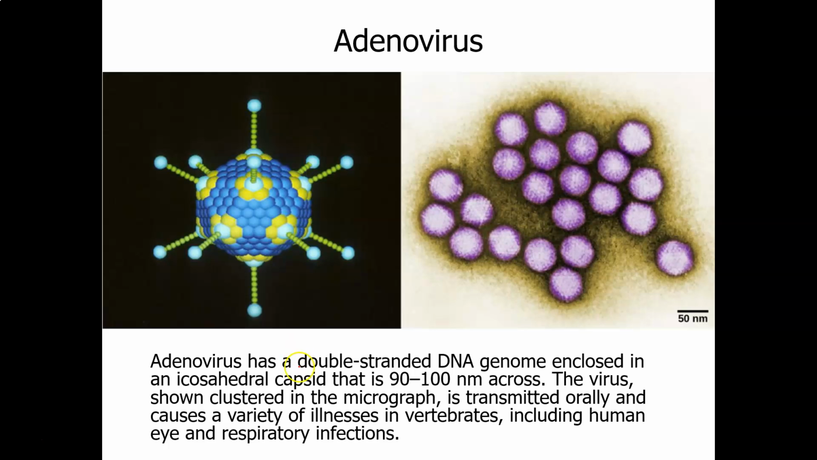Adenovirus is a double-stranded DNA virus. The shape is called icosahedral. The virus shown clustered here in the picture on the right is transmitted orally and causes a variety of illnesses in vertebrates, including human eye and respiratory infections. So we call this icosahedral.